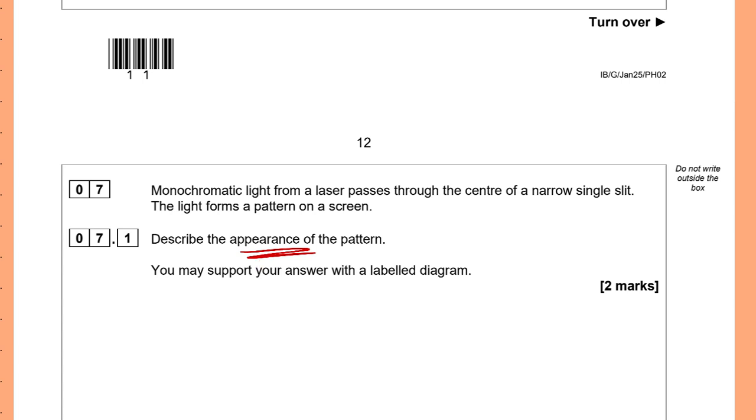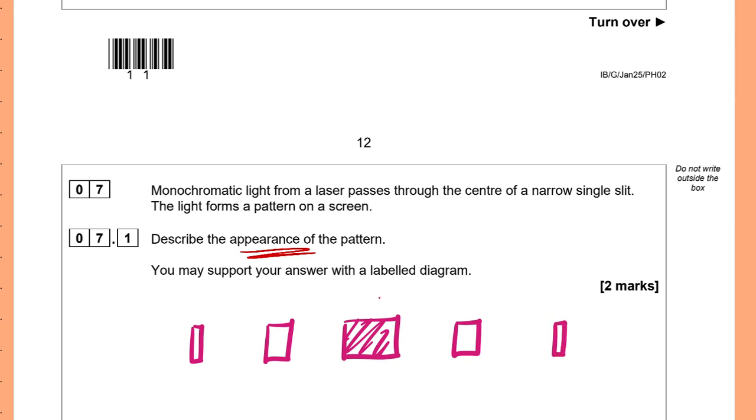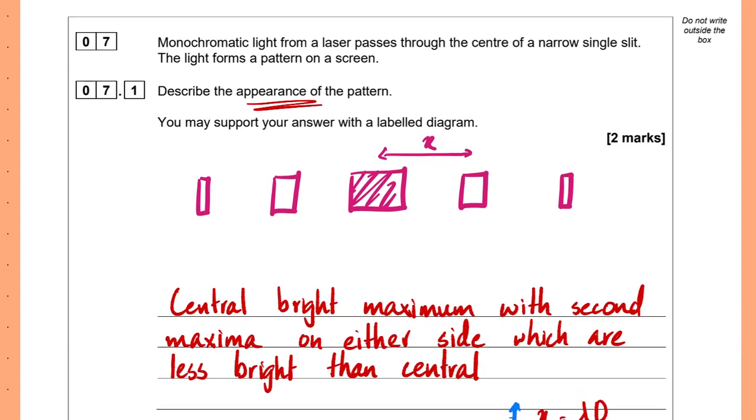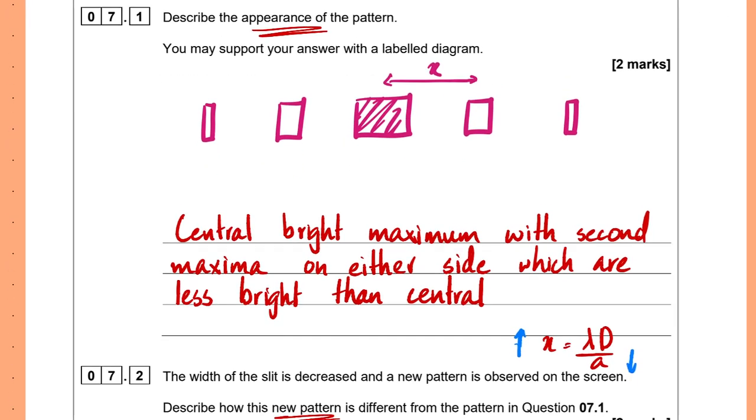So I know that at the center you have a broad central maxima, and then you have relatively thinner maxima as you keep going on. All of these are equally spaced, and that is equal to x. So their centers are equally spaced like this. So I said that it's a central bright maxima with a second maxima on either side, and you can also say that they would be less bright than the original one, right? So the intensity also falls off the further you go away from the slits.